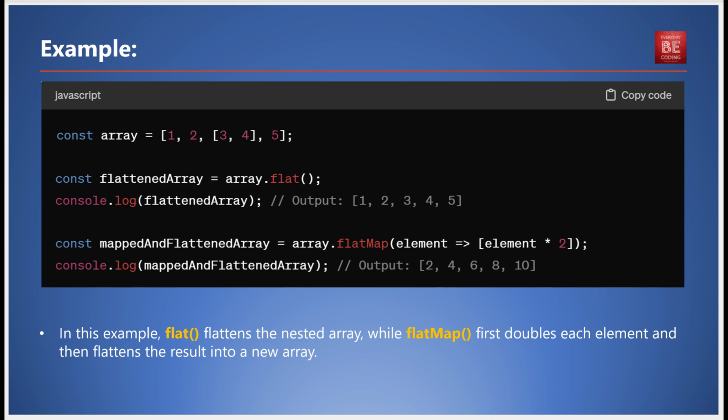In a nutshell, the flat function flattens arrays up to a specified depth, while the FlatMap function maps each element and then flattens the result into a new array. Both functions have their own advantages and disadvantages, and their usage depends on the specific requirements of your JavaScript code.